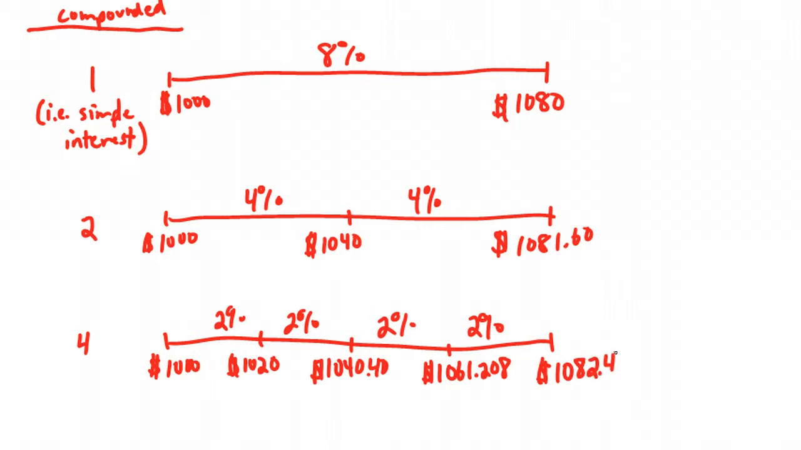Let me just write it out, 1,082.43216. Now we'd have to round this off to the nearest penny, but we'd have $1,082.43. Notice that's more than if we had compounded twice, and it's definitely more than if we had compounded just one time.